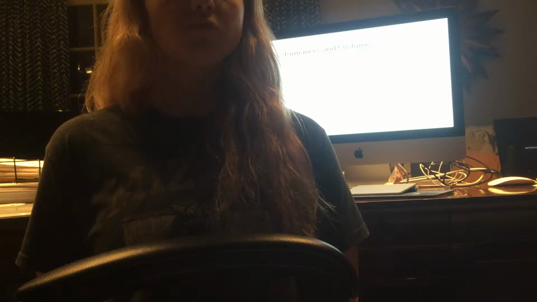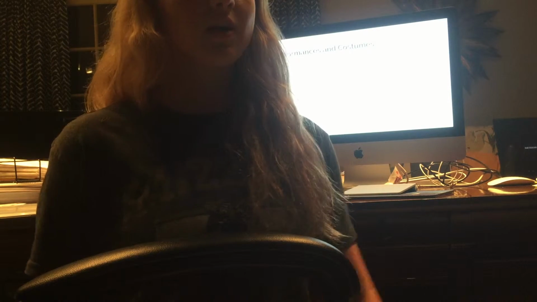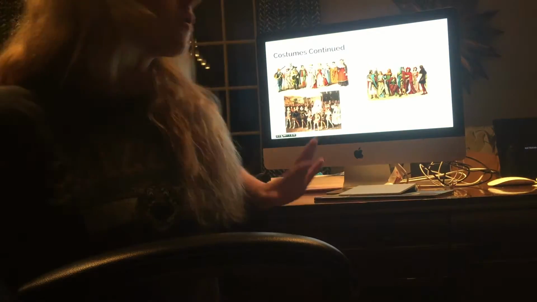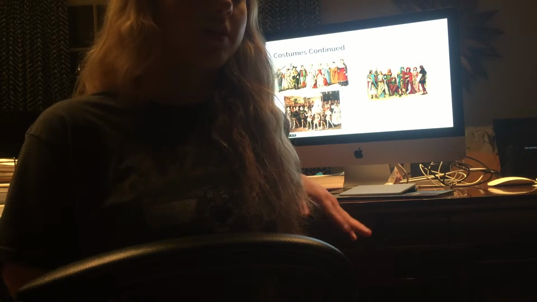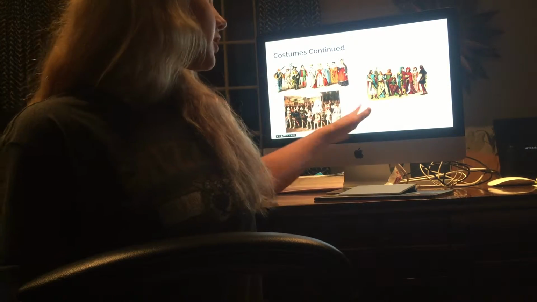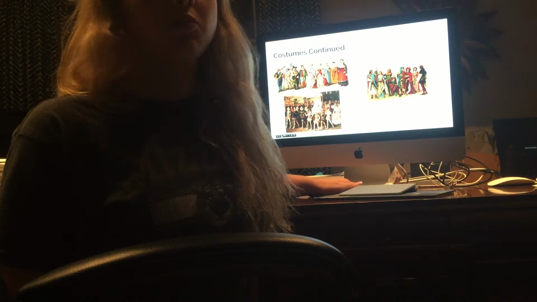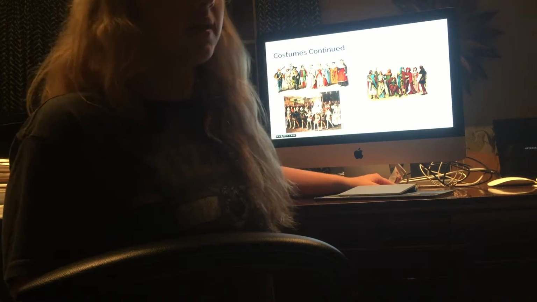The costumes were typically modern clothes because of the costume's expense, regardless of the time period that the play was set in. So, costumes continued. These are just some pictures of typical costumes that you would see during the English Renaissance theater time period. And here are some pictures of the costumes that they might potentially wear. And even though there are women in these pictures, women were not in the plays.